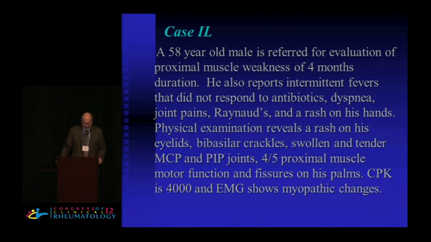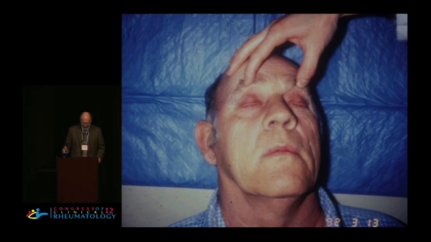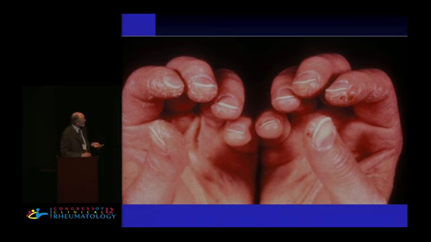His physical examination reveals a rash on his eyelids, bibasilar crackles, swollen and tender MCP and PIP joints, 4 out of 5 proximal muscle motor function, and fissures on his palms. His CPK is 4,000. His EMG shows myopathic changes. This is what his eyelids look like. This is what his hands look like, and this is mechanic's hands for those of you who've read about it but haven't seen it. And this is what his biopsy looked like.